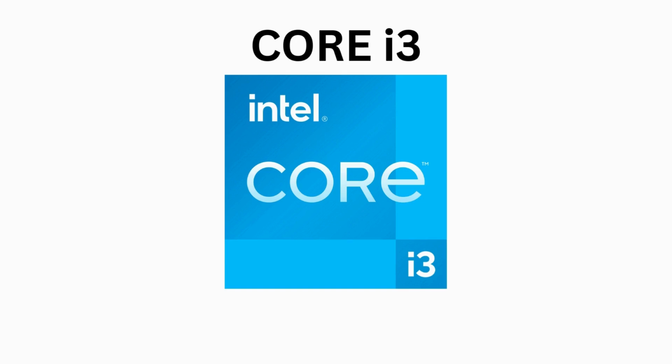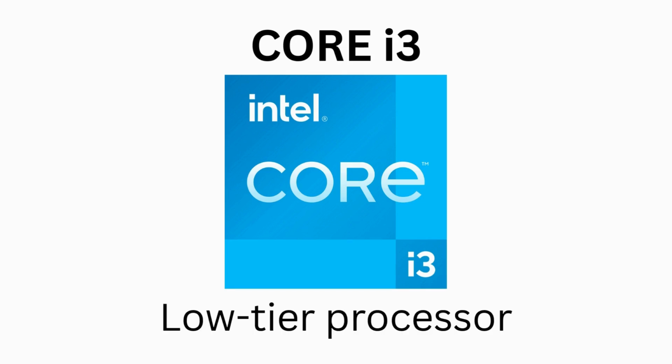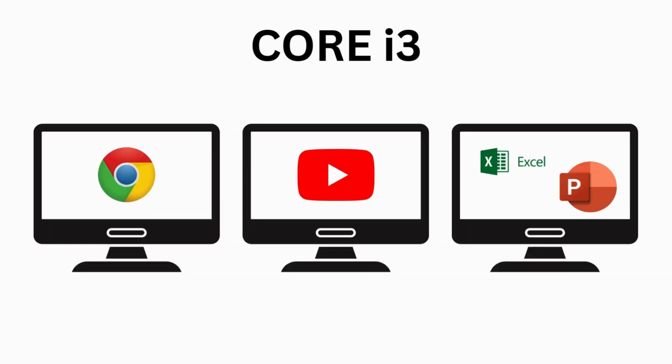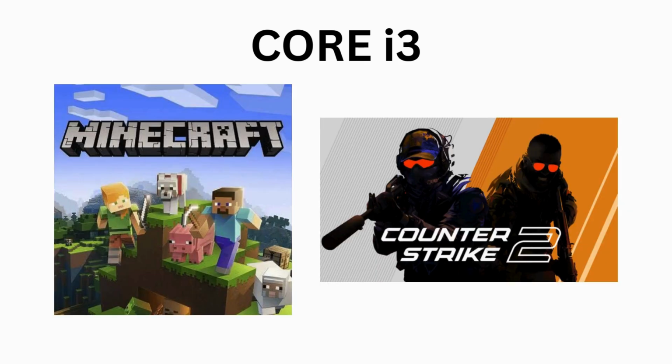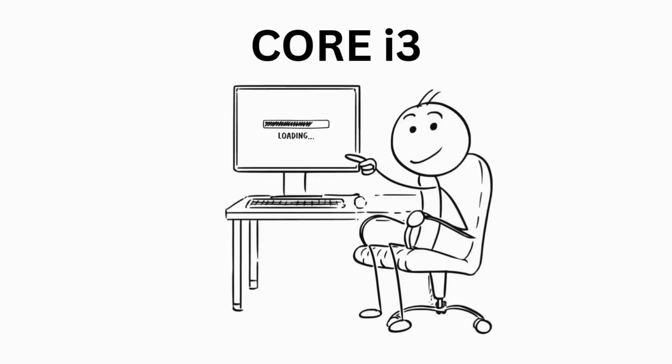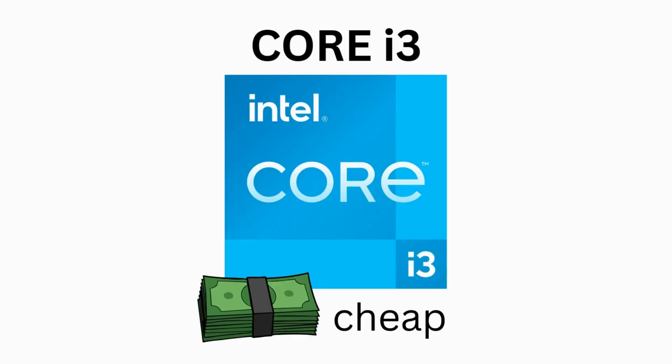Core i3 is Intel's low-tier processor that is built for basic computing and light multitasking. It usually comes with 4 to 6 cores, which is good enough for browsing the internet, watching videos, or working on several documents at once. You can even play some light games as well. However, if you try to run heavy tasks like rendering or modern AAA games, it is possible, but there will be lagging and stuttering. That's actually what makes this processor cheap and a good entry-level CPU for a budget computer.